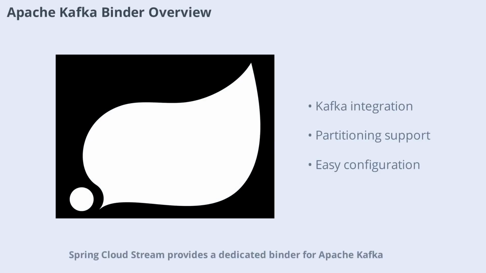Spring Cloud Stream provides a dedicated binder for Apache Kafka, enabling seamless integration with Kafka topics and consumer groups. The Kafka binder maps destinations to Kafka topics and supports partitioning, error handling, and advanced configuration options. Adding the Kafka binder to your project is as simple as including the appropriate Maven dependency, making it easy to leverage Kafka's scalability and reliability in your application.